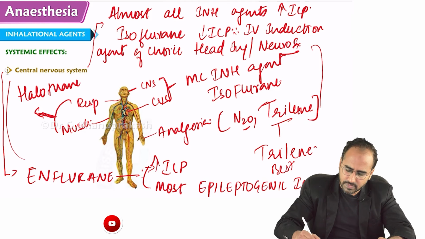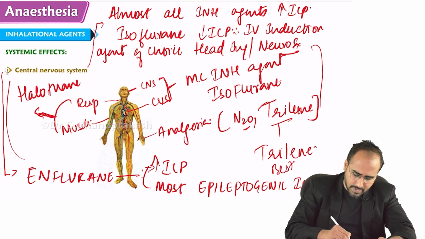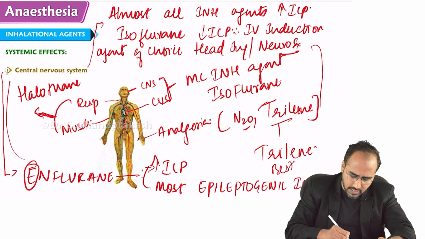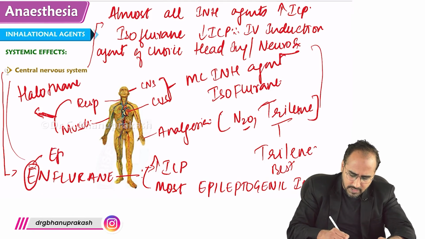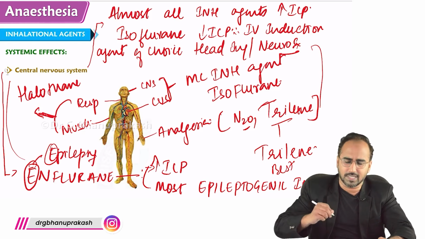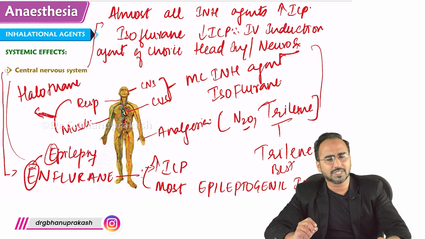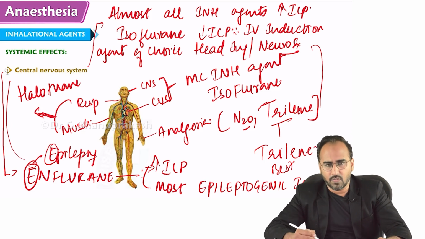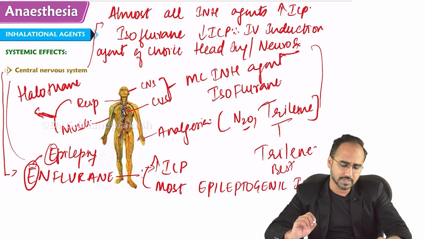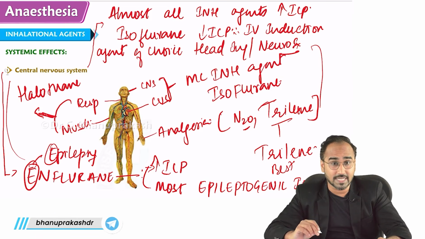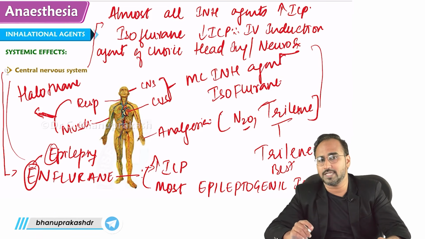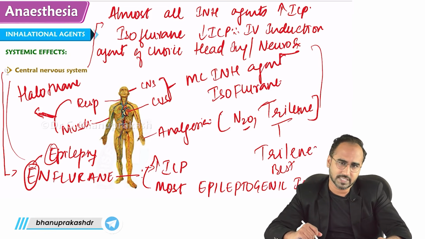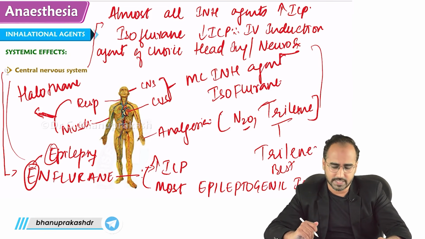Remember guys, Enflurane starts with E, epilepsy starts with E. So Enflurane is the most epileptogenic inhalational agent that is basically avoided for any CNS problems. So that's regarding what guys? That's regarding the effects of inhalational agents on the central nervous system, on CNS.